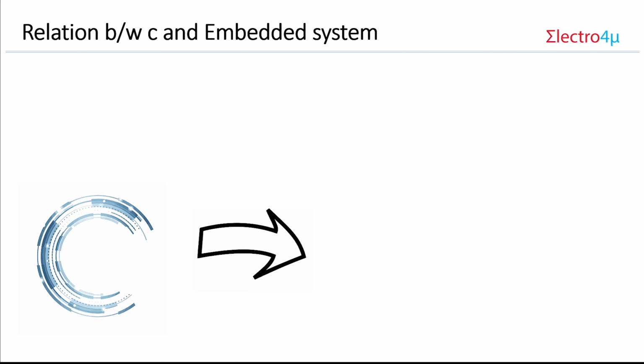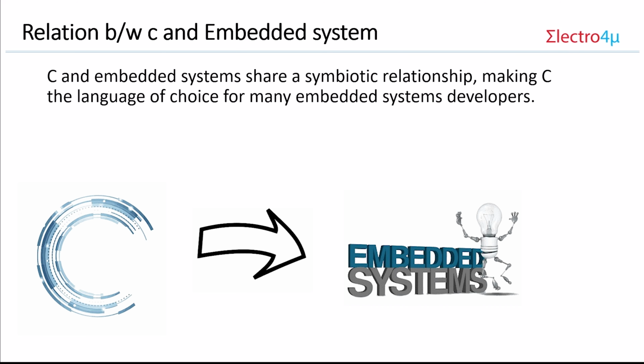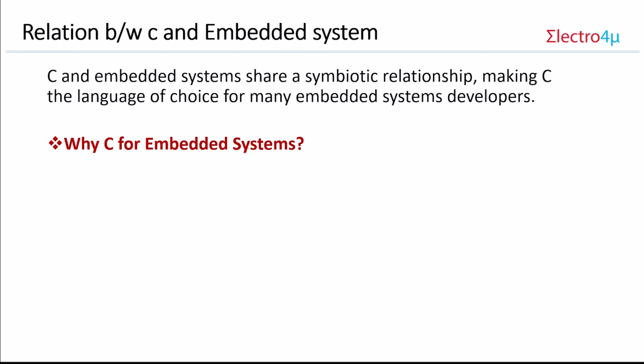Relation between C and embedded system. C is closely linked to embedded systems, making it the top choice for many embedded system developers. Why C for embedded systems?